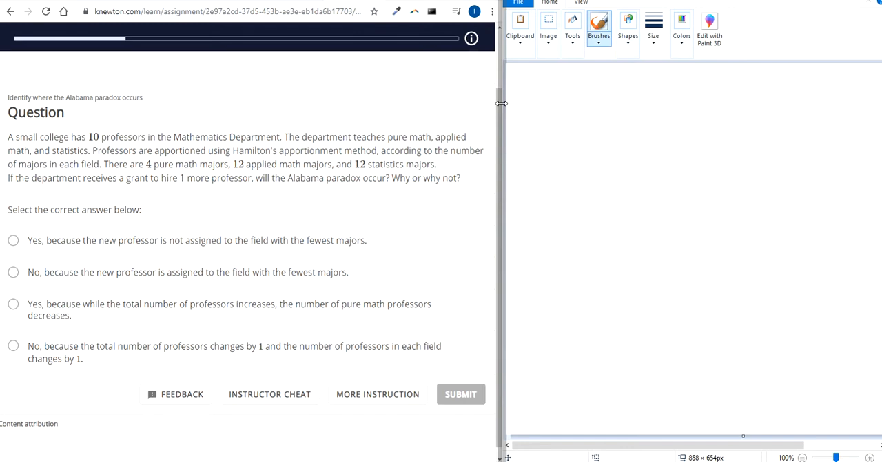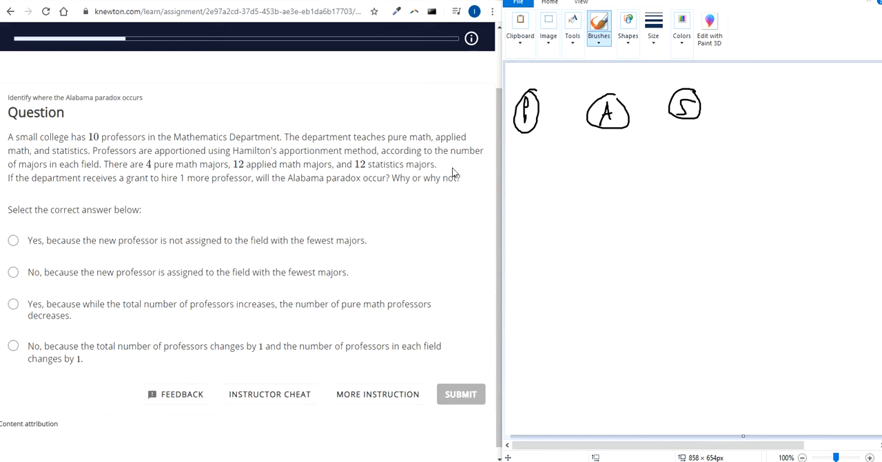So when you're trying to decide whether the Alabama paradox happens, you really just have to run a voting method twice to see whether that decrease happens. Okay, so a college has 10 professors. There's three categories. There's pure math. So I'm going to use P for pure math, A for applied math, and then S for statistics. Professors are apportioned using Hamilton's apportionment method, according to the number of majors in each field.